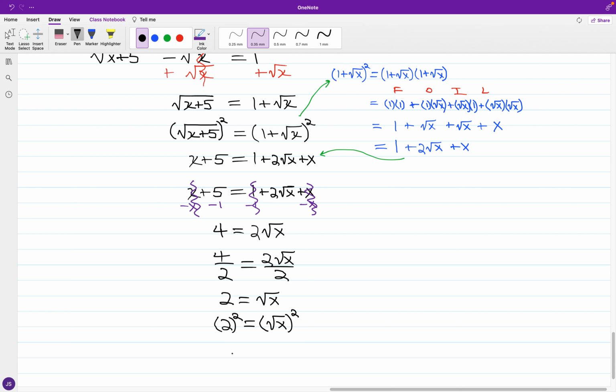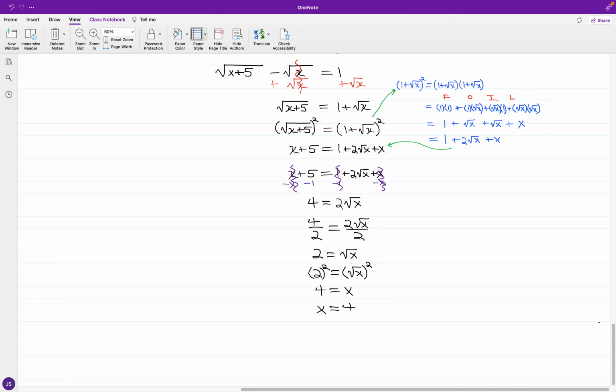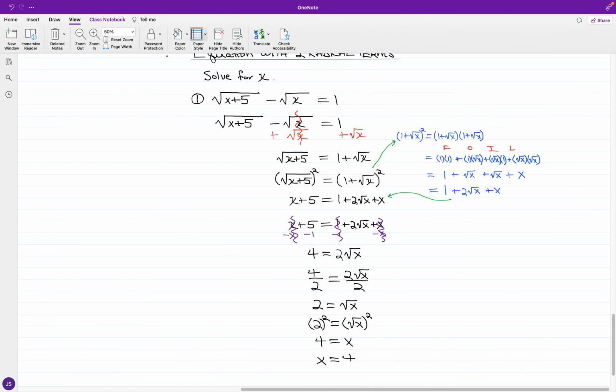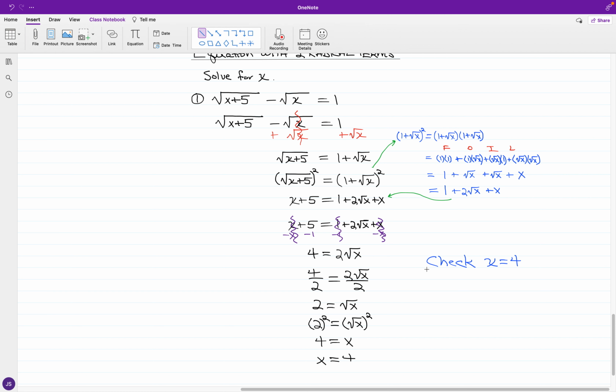And we have, upon squaring both sides, an apparent solution with x equal to 4. So just looking at what we have in the scheme of things. And we have, upon checking, x is equal to 4.